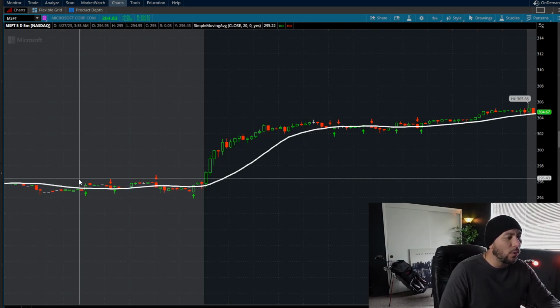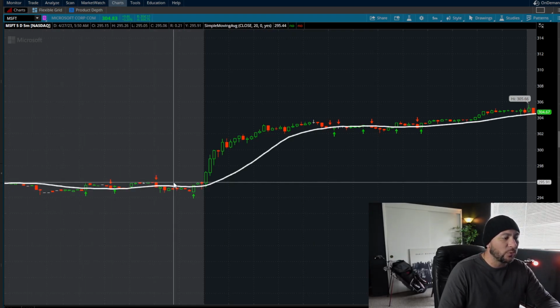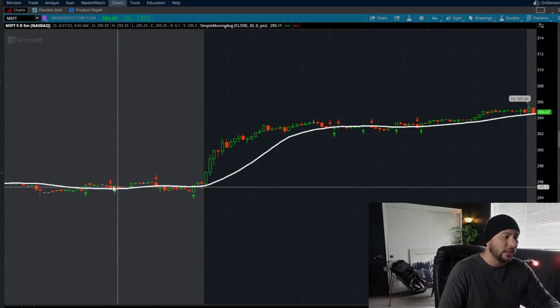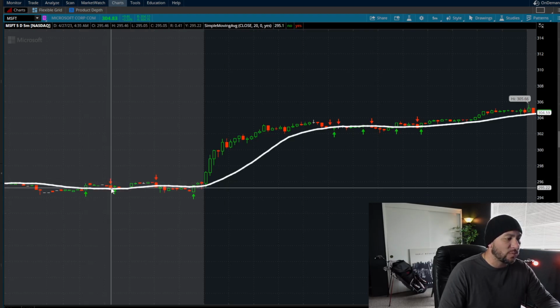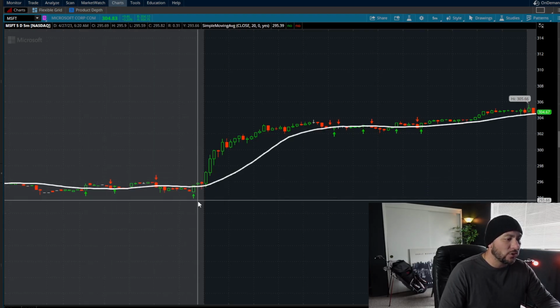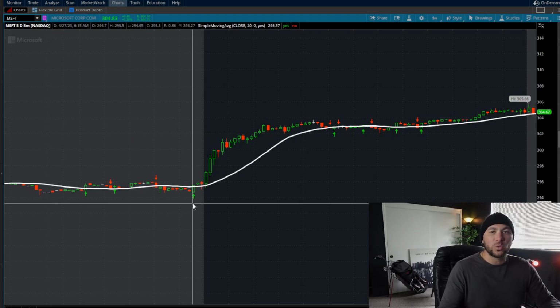So if we look at what Microsoft was doing in the pre-market session, it really wasn't doing anything. We were going over, closing over the 20 SMA, then we closed below it, we closed below it, we closed over it. All we are looking for is what was the last move that happened before the market opened.